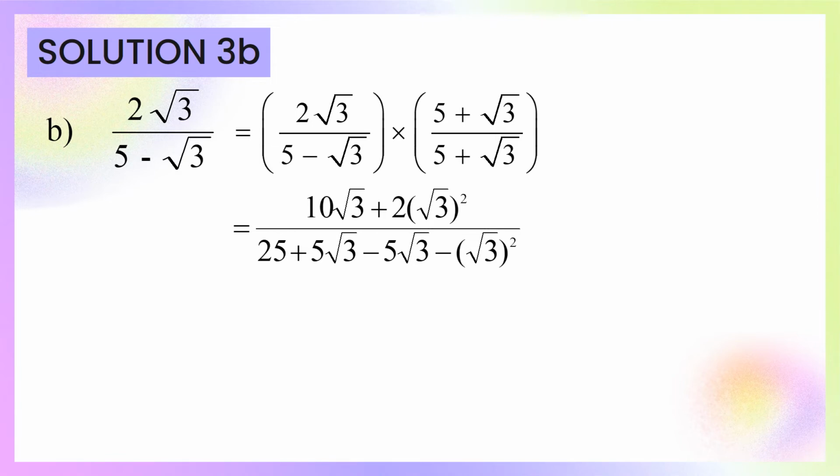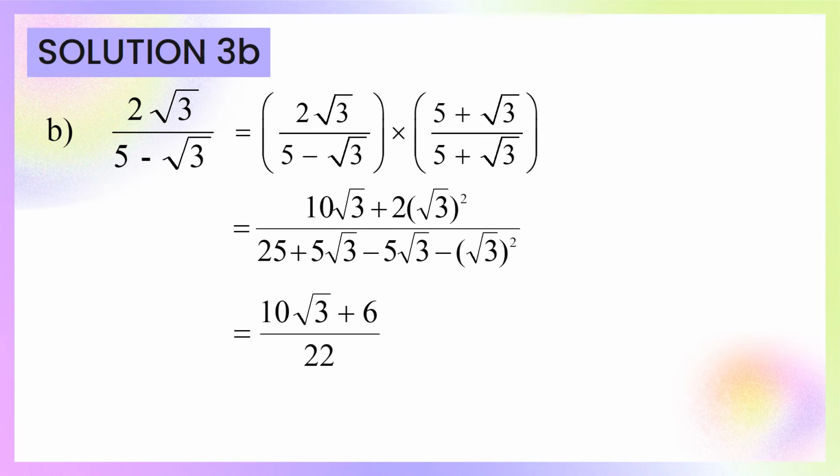So then we expand, we get 5 times 5 is 25, 5 times √3 is 5√3, and then minus √3 times 5, we get minus 5√3, and finally minus √3 squared. Alright, and then we simplify the denominator, we get 25 minus 3. So then on the bottom, we get 22. And then the top one, we get 10√3 plus 6 over 22.